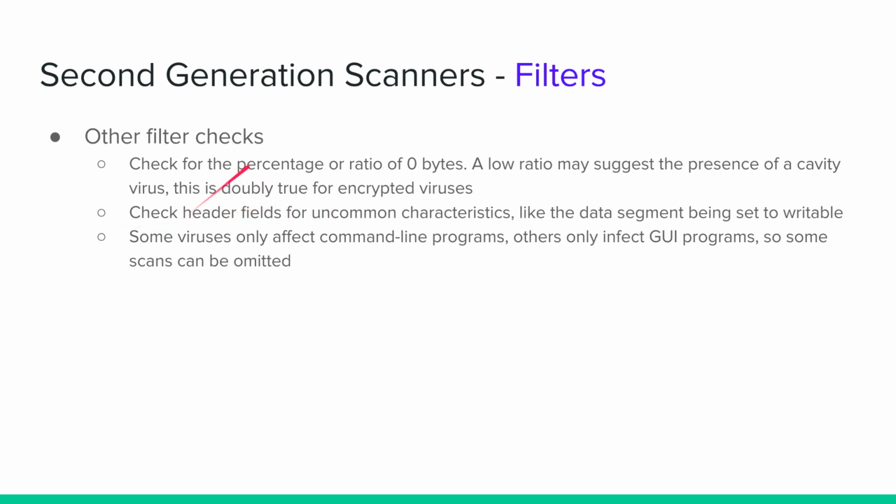You can also filter by uncommon characteristics in file headers, like data segments being set to writable. You could have that as a flag or a filter you use. Other things you could filter by, like even the type of executable. When you run the file command on a PE file, it'll tell you if it's a GUI program or a command line program. And maybe the sample you're searching for only infects GUIs, so you could filter out all the command line programs.